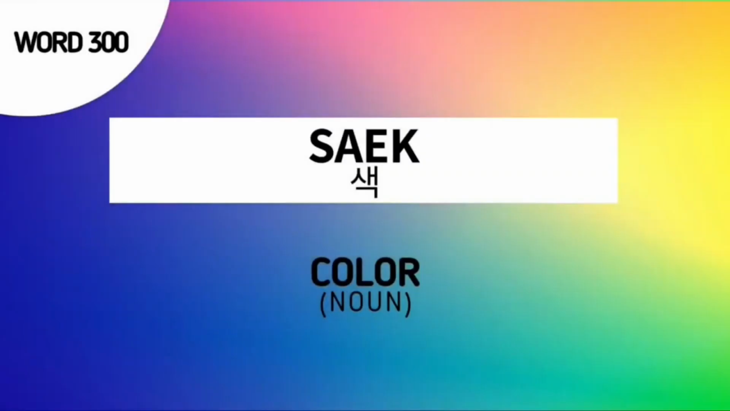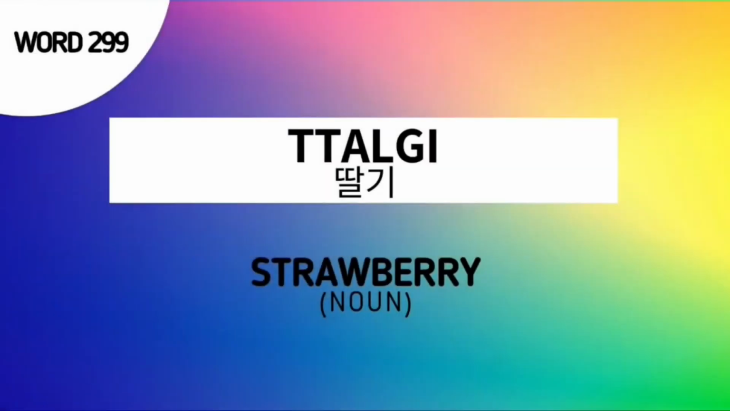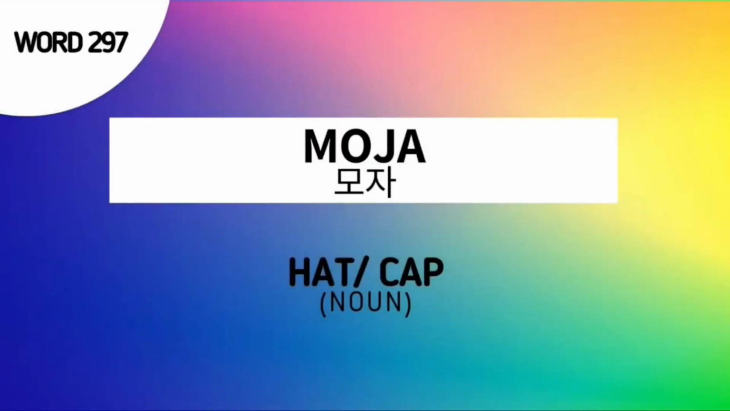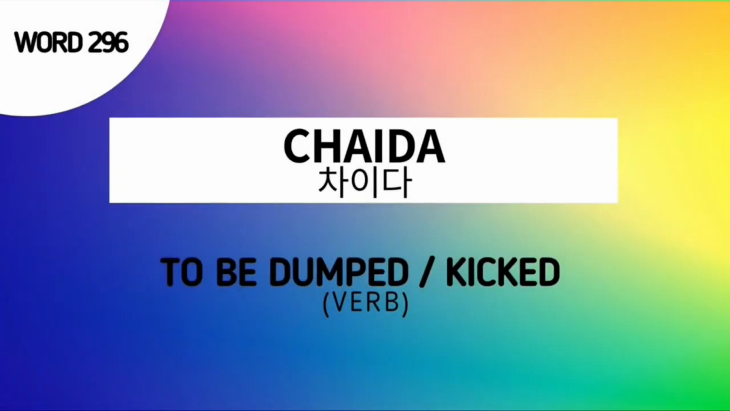Next word for our review is 색, which means color. Next word is 딸기, which means strawberry. Next word for our review is 베프, which means best friend. Next word for our review is 모자, which means hat or cap. Next word for our review is 차이다, which means to be dumped or to be kicked.